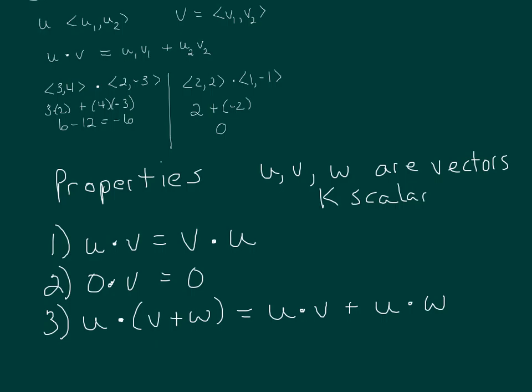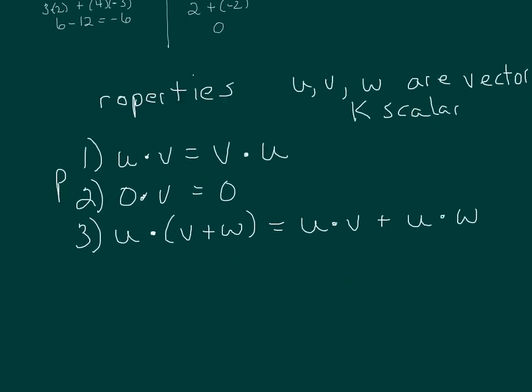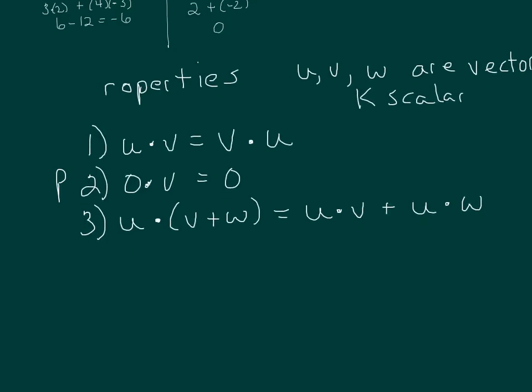Why do we have to say the properties again? It looks like the distributive property. So they work with the dot product. We used to just live with this multiplication. It's not multiplication, it's a dot product.